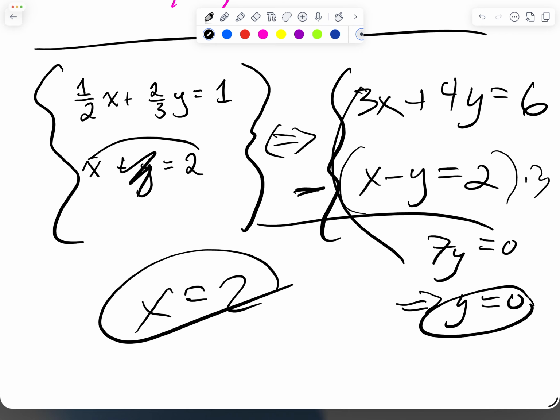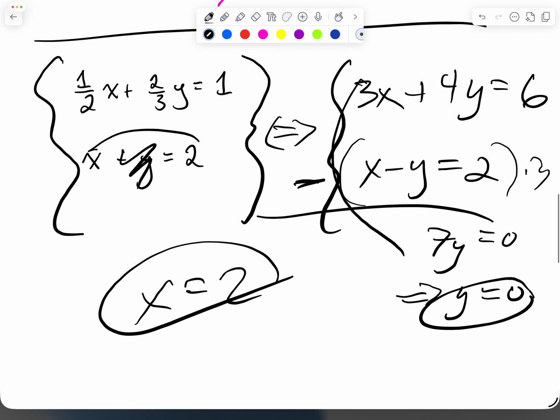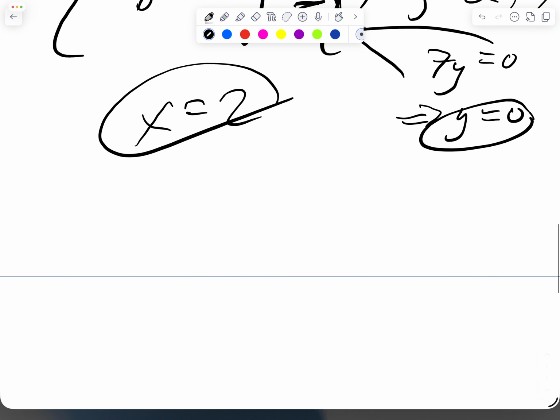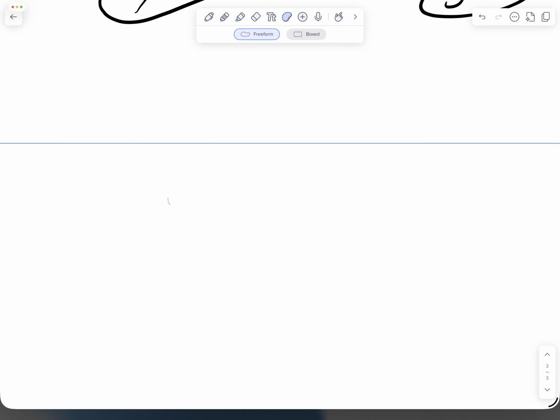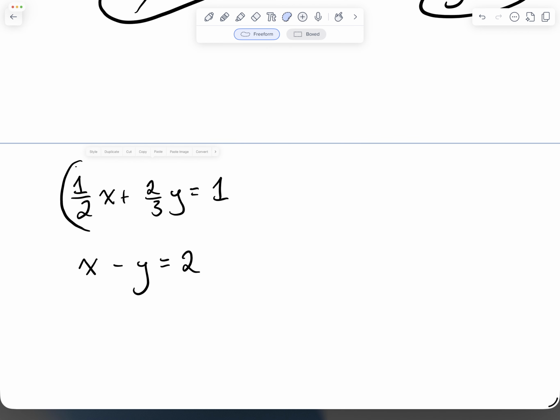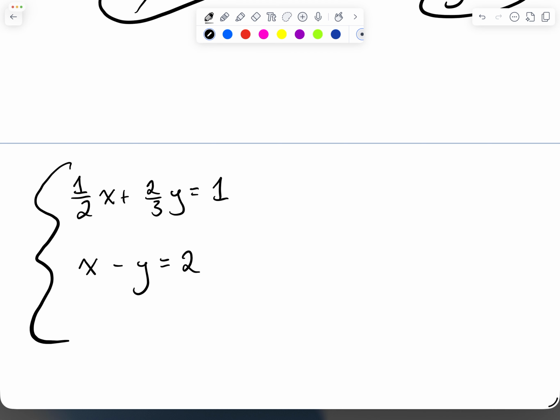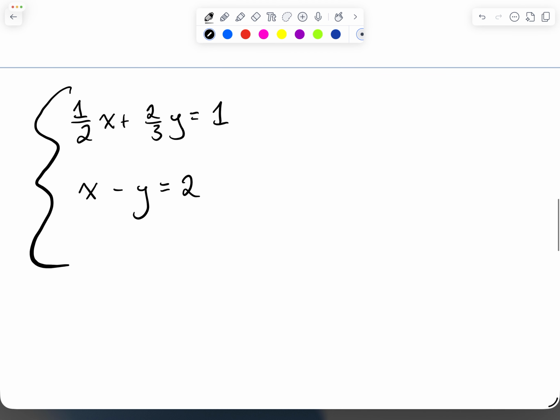Now let's try it again, writing it out, where instead of clearing fractions, let's keep them. Let's work with the fractions. Let's see how much harder it is. Right? We didn't have to do that. Okay, well, let's say I want to get rid of these. I'll pick that because these are easier. 1 and 2 is smaller than a 2 and a 3.